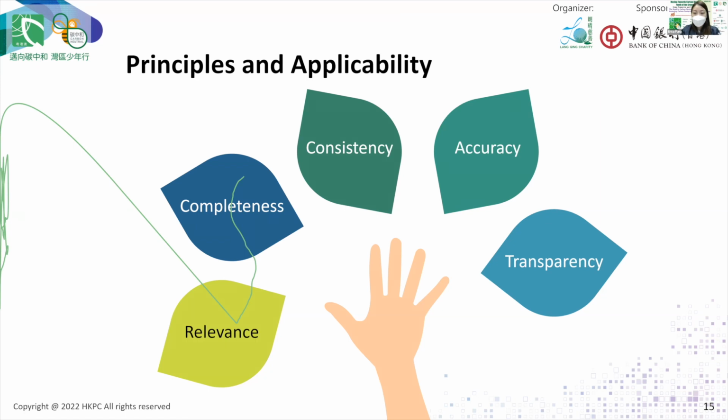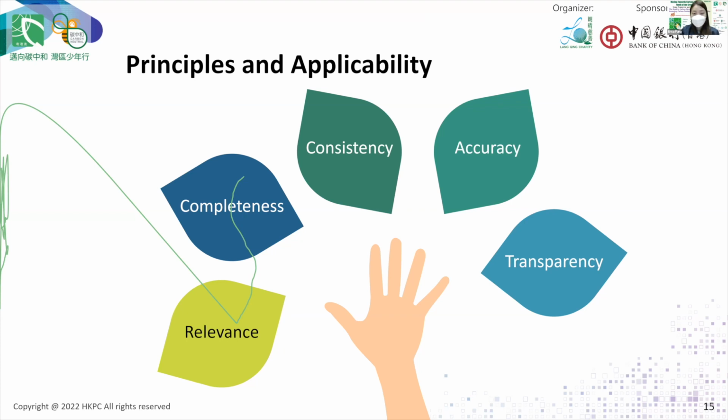And the fourth one is accuracy. We should always ensure that there is no bias, and that uncertainties in quantifying greenhouse gas emissions are minimized as far as possible.